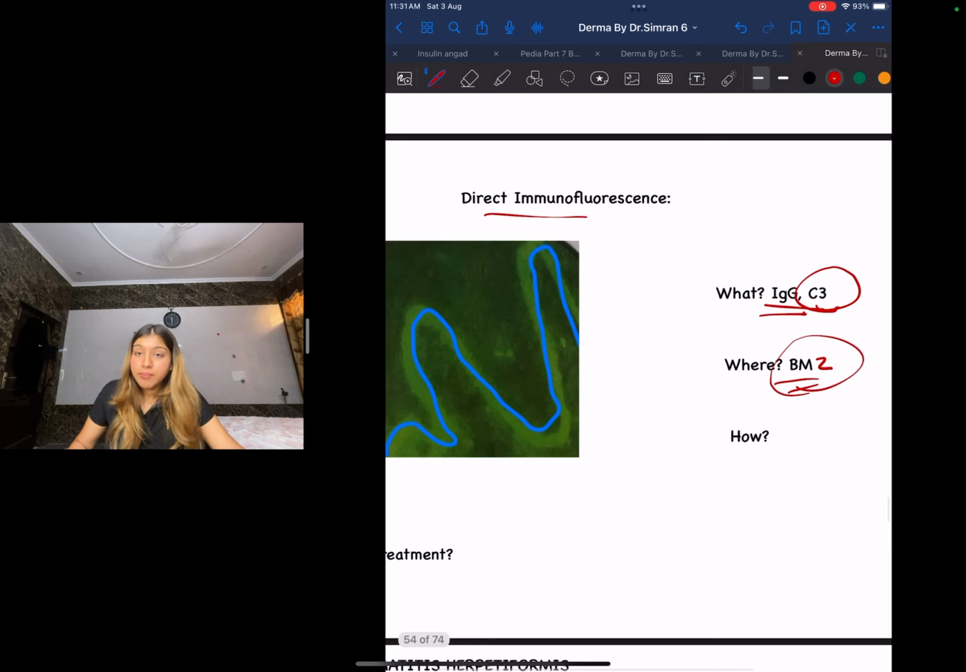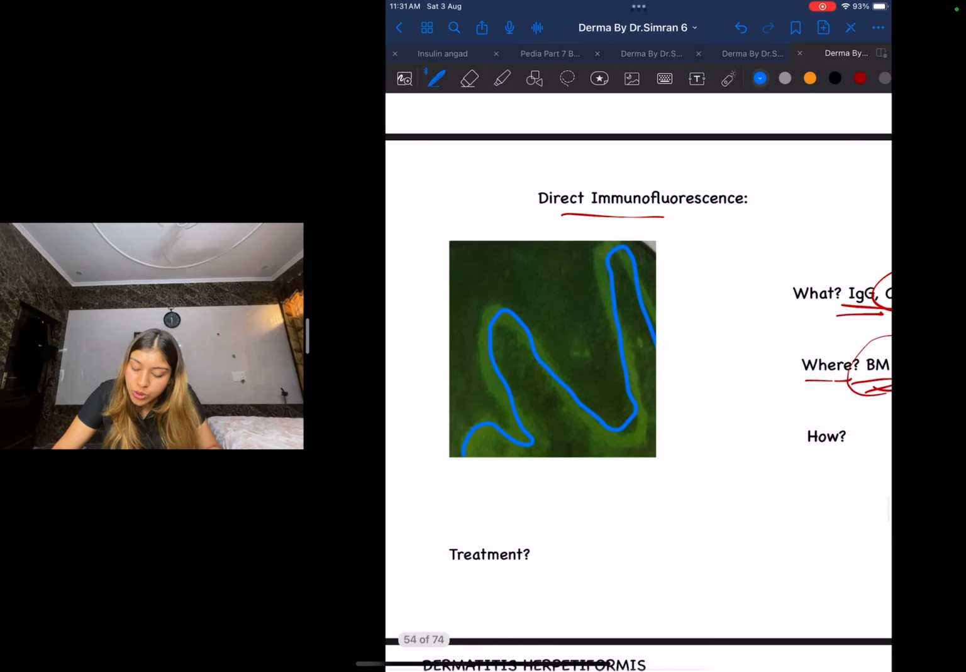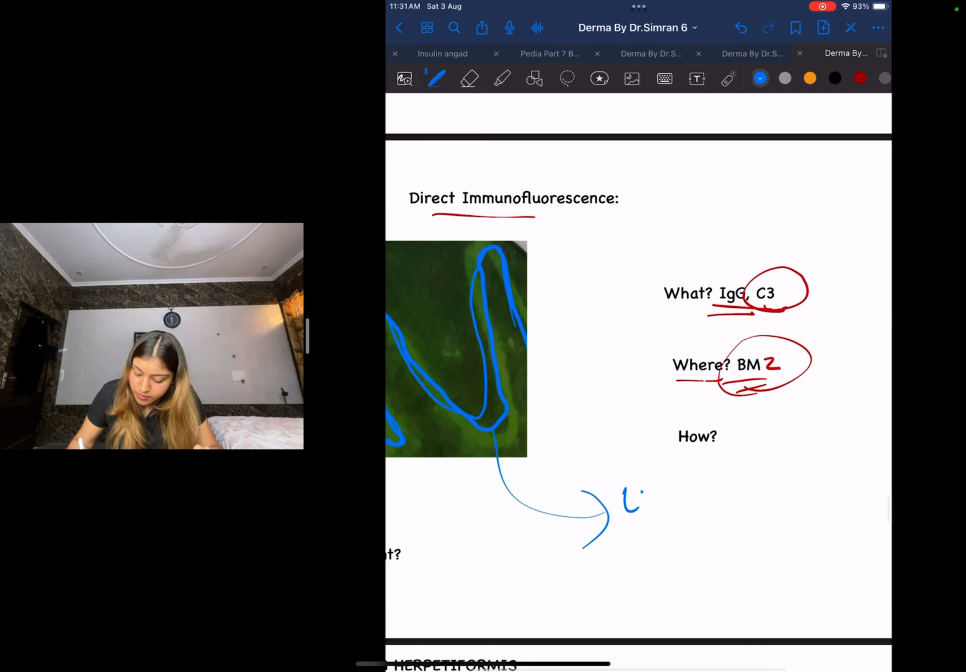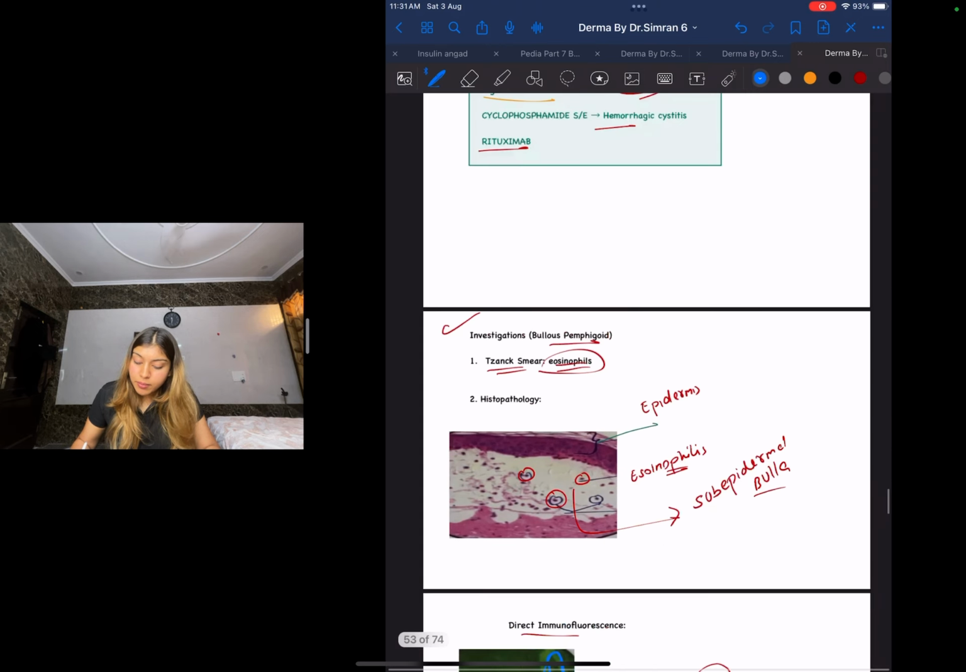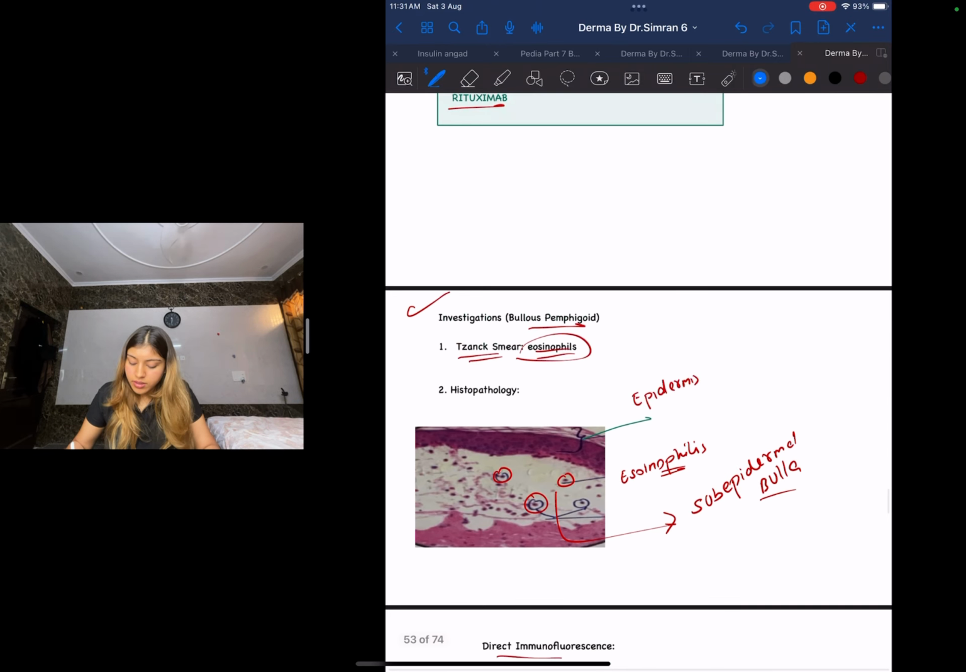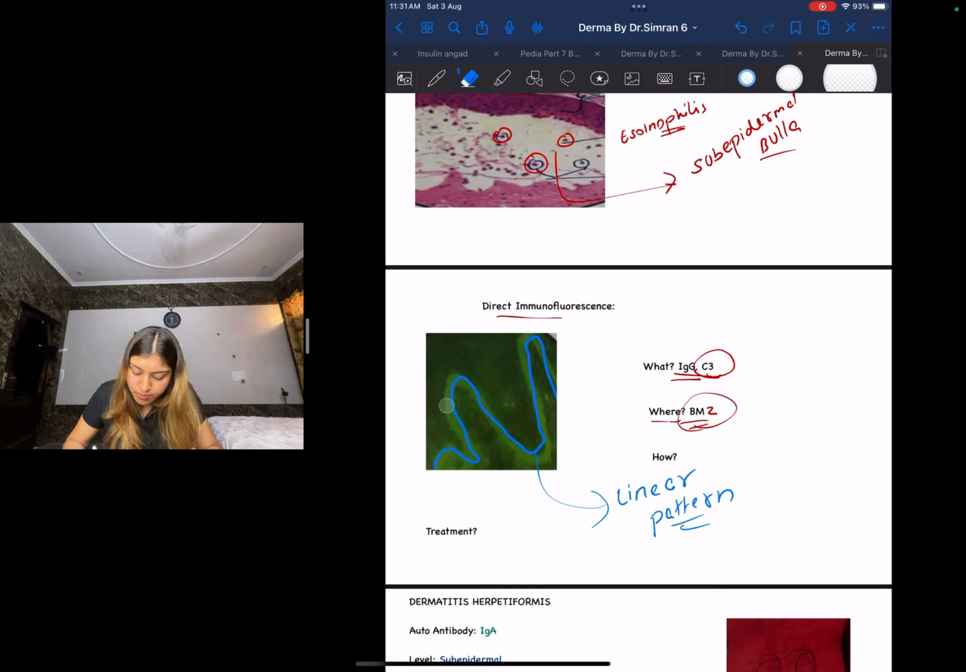Okay, the deposit I mentioned, where it is present, that also I mentioned. Now guys, how does this look? You will see this very beautiful linear pattern. This is your linear pattern. Whereas in pemphigus vulgaris, what was I getting on direct immunofluorescence? I was getting a fishnet pattern. Don't get confused. This is for bullous pemphigoid.